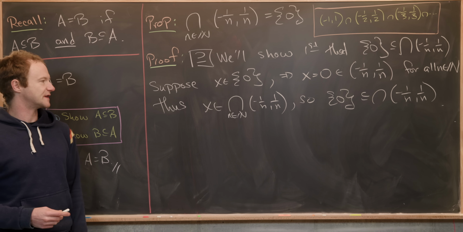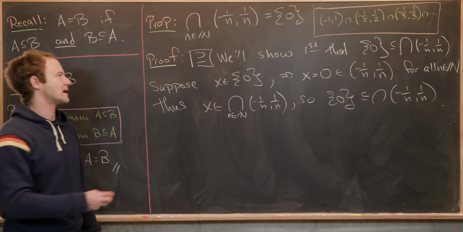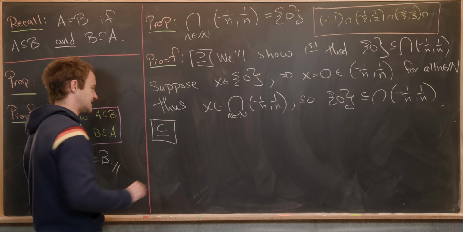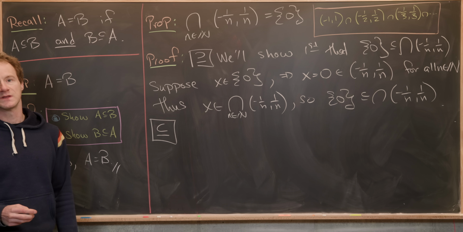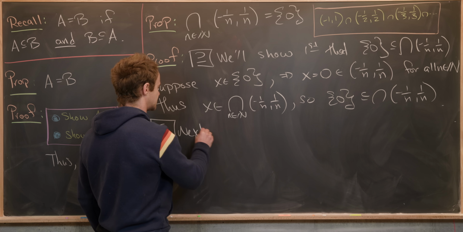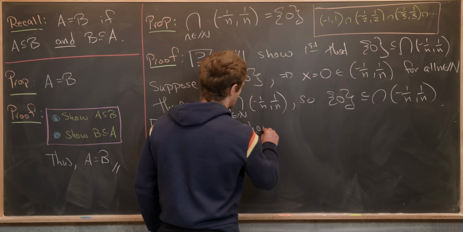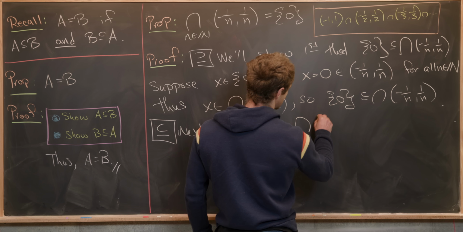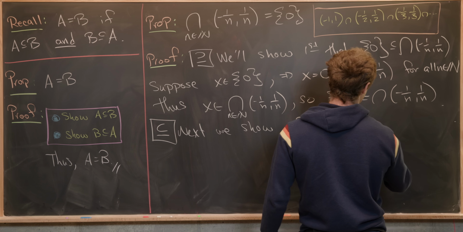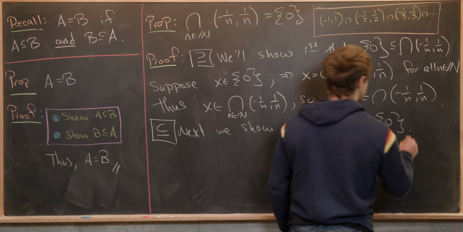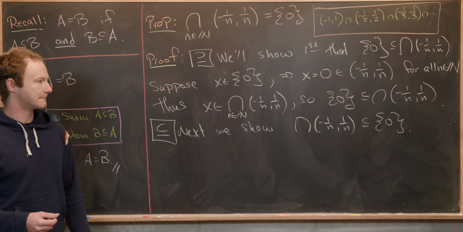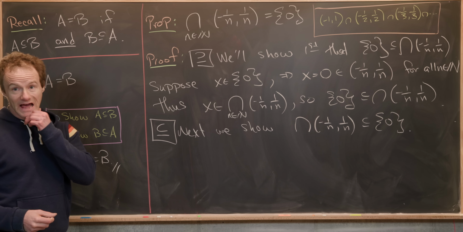Now next we want to show the containment in the other direction. This might be a bit trickier, so maybe we would sketch that out by just drawing a subset symbol in that direction. And then maybe we would write it out in words like this. Next, we show that the intersection of (-1/n, 1/n) is contained inside of this singleton {0}, like that.